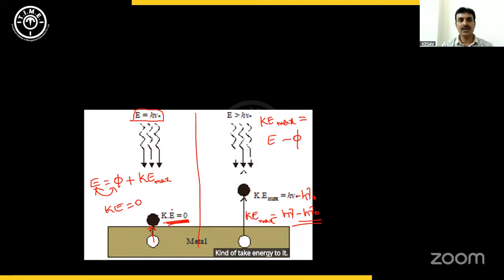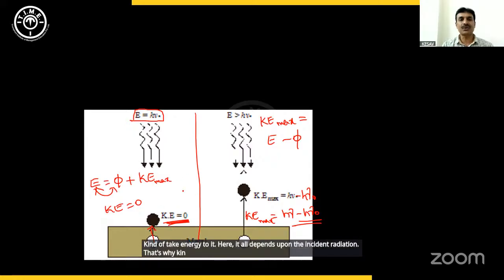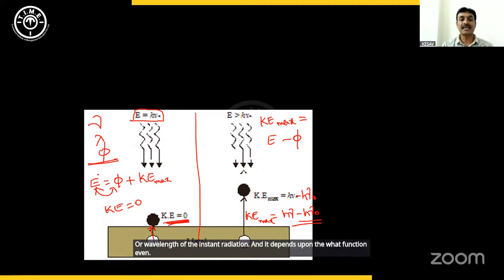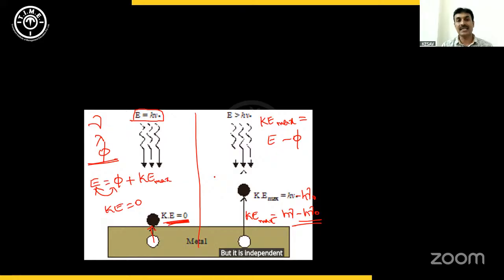Clear? It all depends upon the incident radiation. That's why the kinetic energy of the photoelectron depends upon the frequency or wavelength of the incident radiation, and it depends upon the work function even. But it is independent of the intensity of radiation. Remember that point.